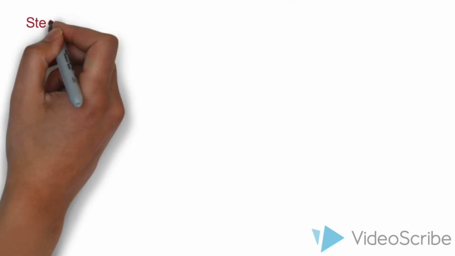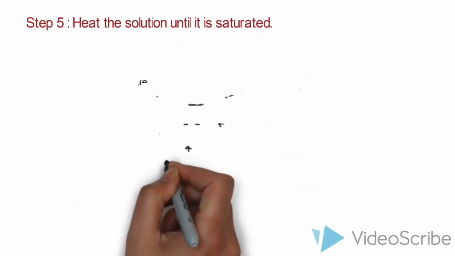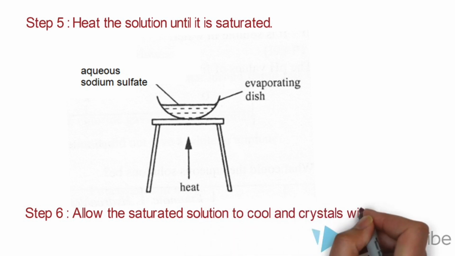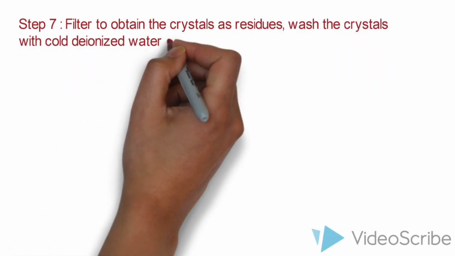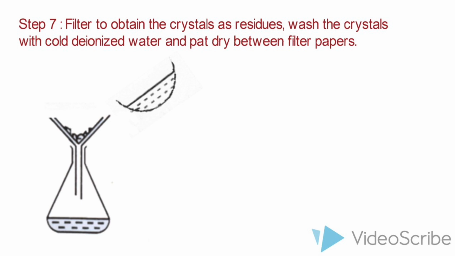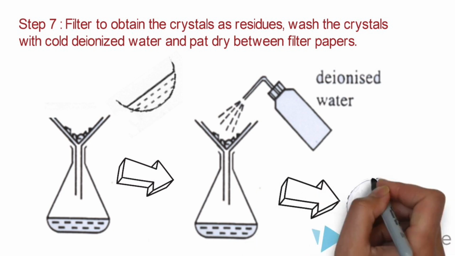In step 5, we will be heating the solution until it's saturated. And next, allow the saturated solution to cool down so that crystals will start to form. Last but not least, filter to obtain the crystals as residues, wash them with cold deionized water, followed by patting them dry using pieces of filter paper. And that is how you obtain the solid sodium sulfate crystals.